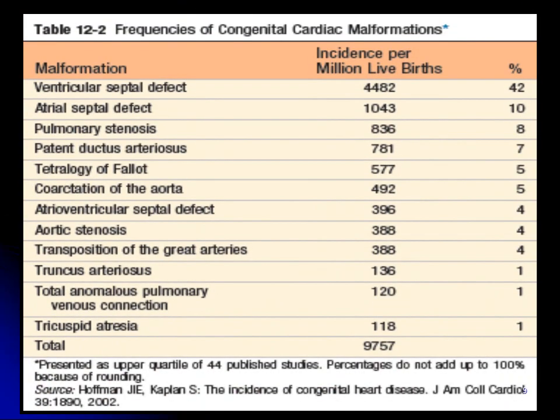This table lists the different congenital heart diseases and the incidence rate per million live births and relative frequencies. The top three most common are the ventricular septal defect, atrial septal defect, and pulmonary stenosis. Tricuspid atresia is the least common with a frequency of 1%. This table lists the different types of congenital heart disease with their respective incidence rates and frequencies.